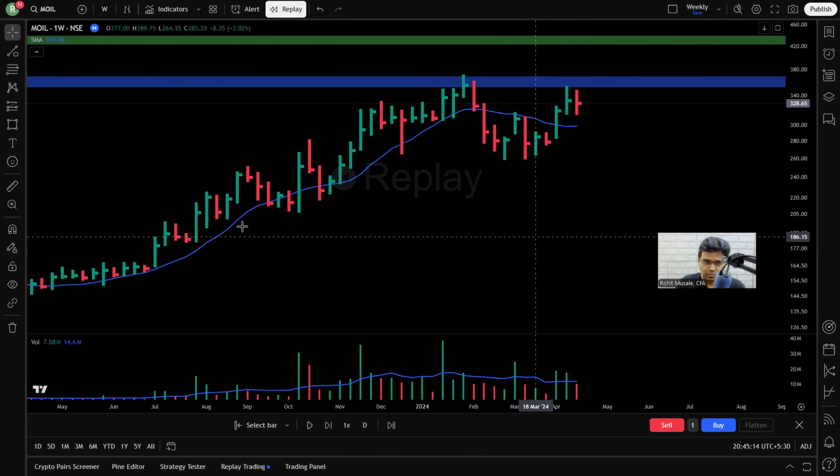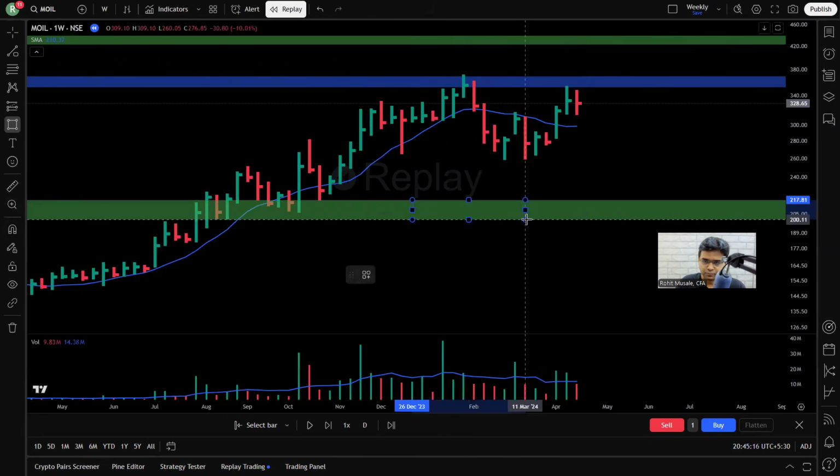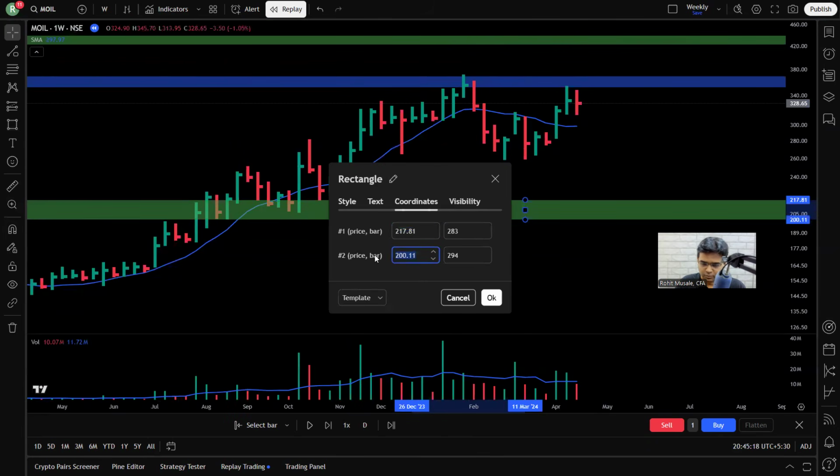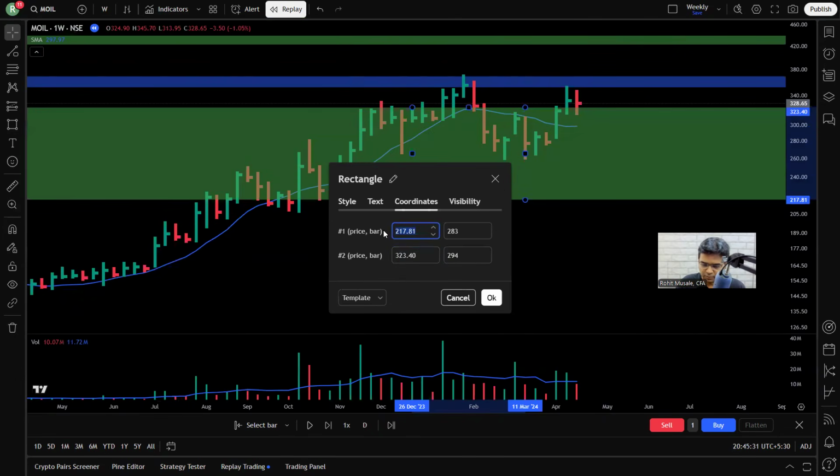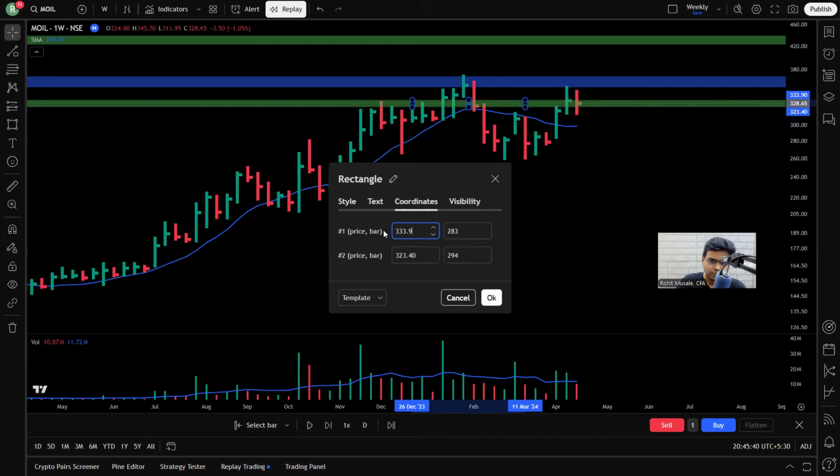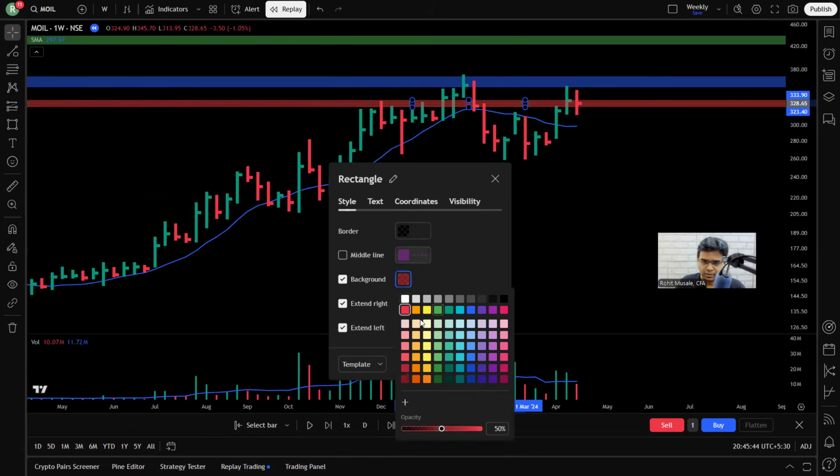And the stop loss range. So this is 351.50 multiplied by 0.92, 323.38. That's the 8% stop loss. Then this is 351.50 multiplied by 0.95, 333.92. That's it. Let's give it red color. Okay. This is very simple.